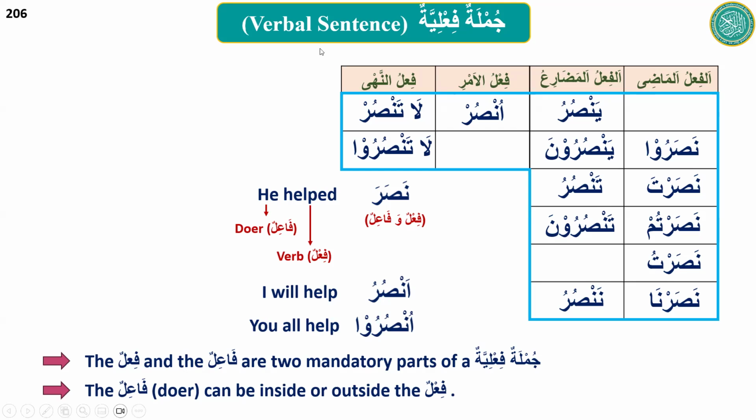So my question is, in which situation the doer can be outside the fail? What is that situation? Where there is a possibility that the file could be outside the fail? Daniel. When there is an ism after it and it is in مرفوع ثالث. All right, good. Thank you, Daniel.